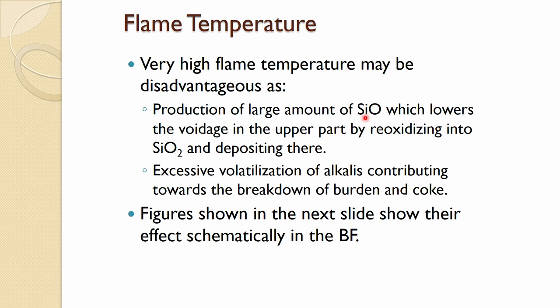One, of course, it is absorbed in the liquid metal, and it increases the silicon content in the iron. And another one, it also travels upward, to the cooler region, 1300 like this, and even less cooler, then it reoxidizes to SiO2, which is solid, and deposits in between the voids, reducing the permeability, affecting the productivity adversely.